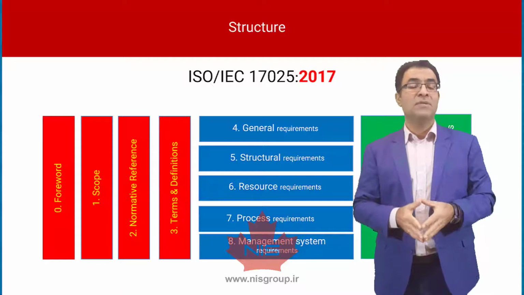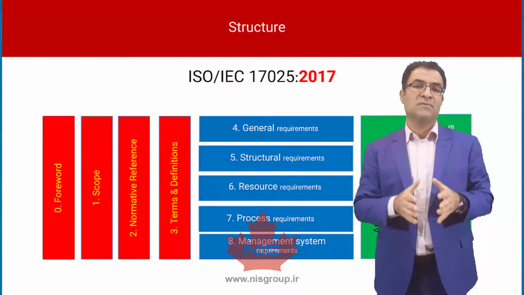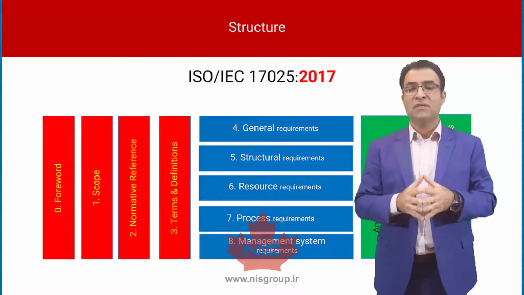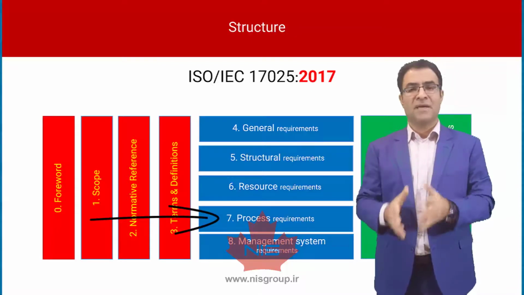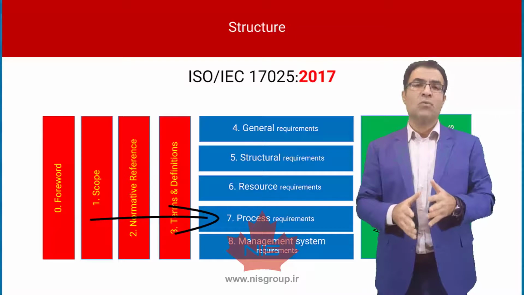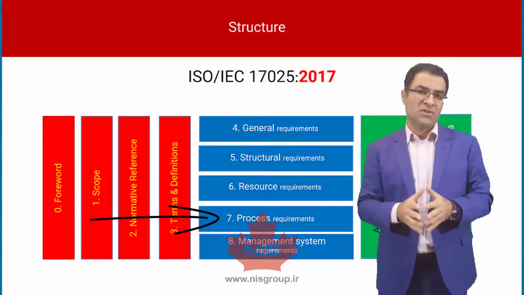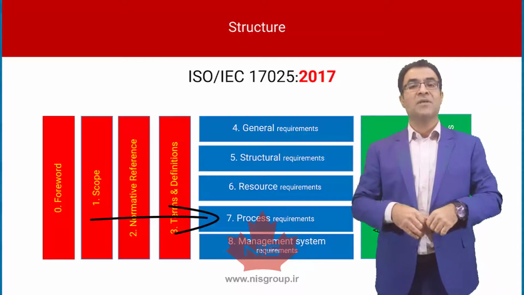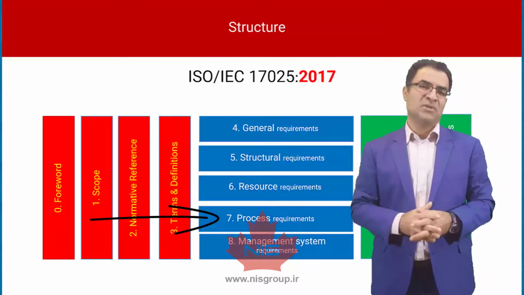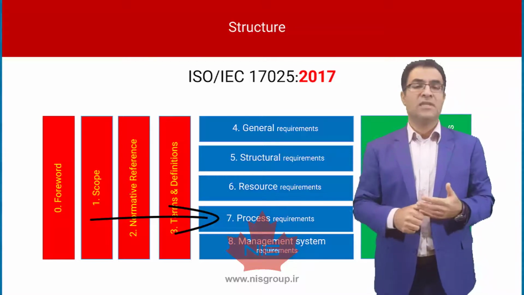Then we have maybe the most important clause of the standard, which is clause 7, called process requirements or process management. Maybe you ask, what is meant by process here? Which process is this standard talking about? It's talking about the main process of any laboratory. What is it? It is testing or calibrating.